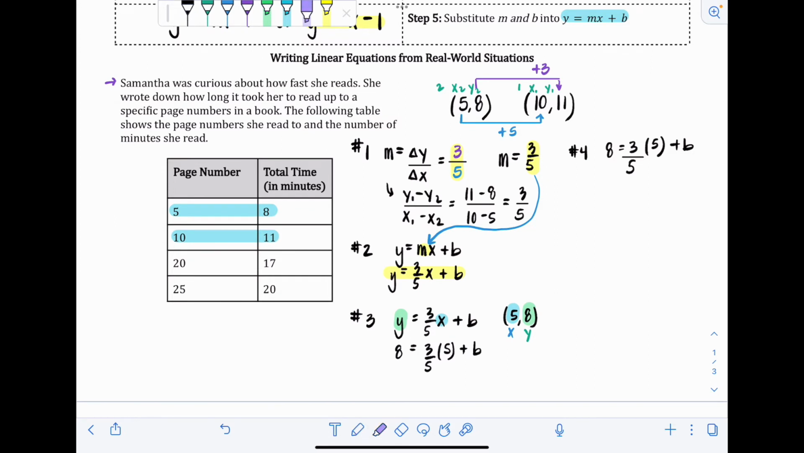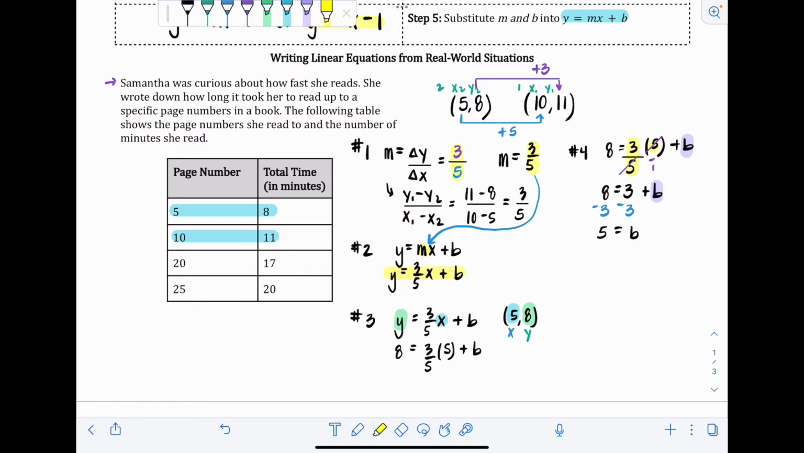Okay, so the goal now is to solve for b. Over here I have 3/5 times 5, and I can think of this as 5 over 1 if I want to, but I can just cross cancel the 5's, because if I divide them both by 5, they go away. So then I'm left with 8 equals 3 plus b, and my ultimate goal is to get b by itself, so I'm going to subtract the 3, and 8 minus 3 is 5 equals b.